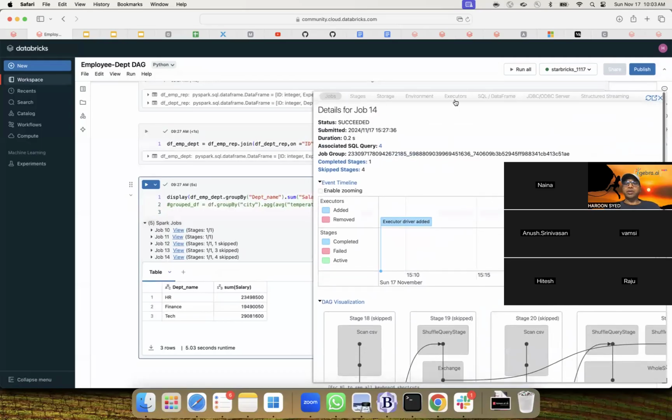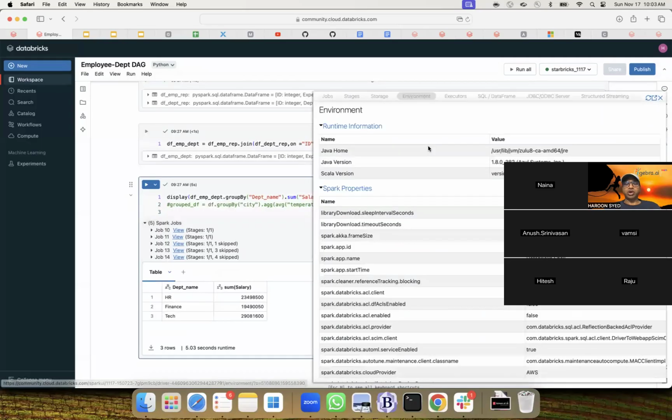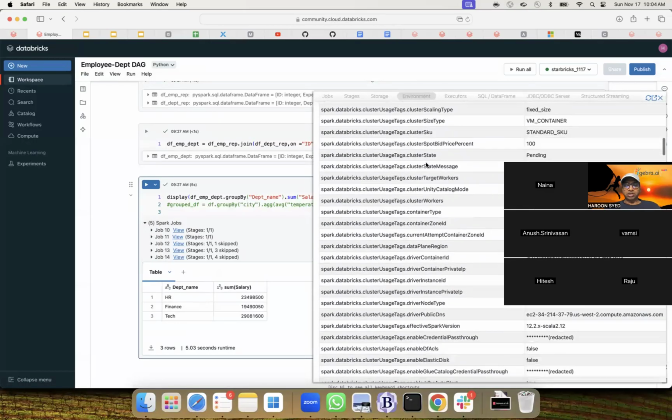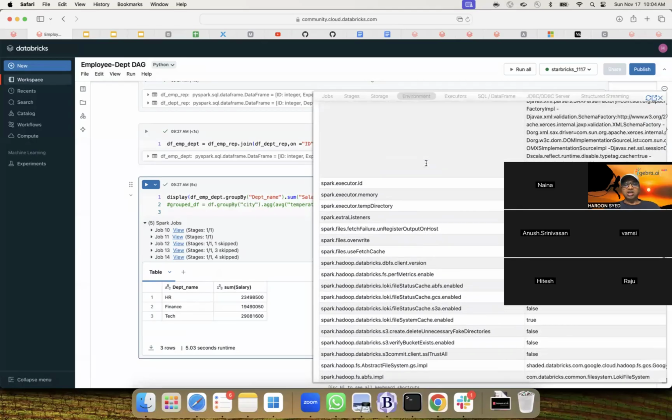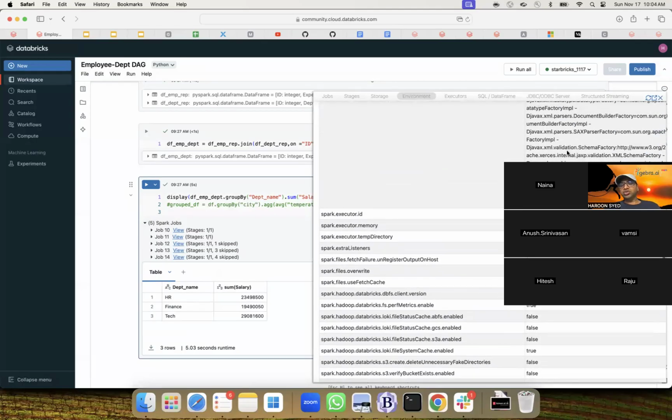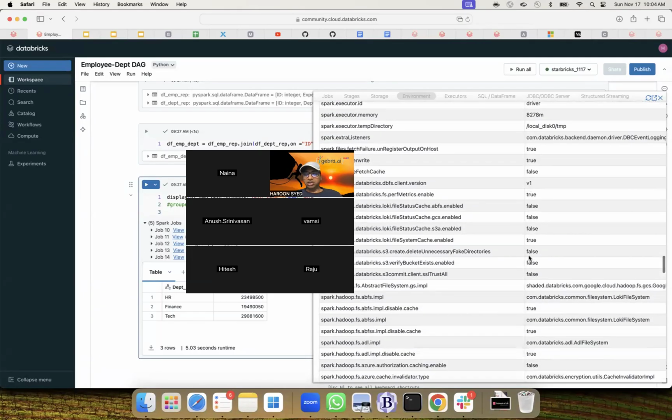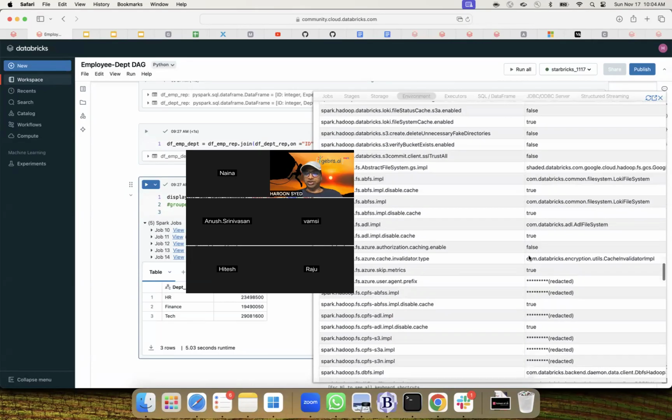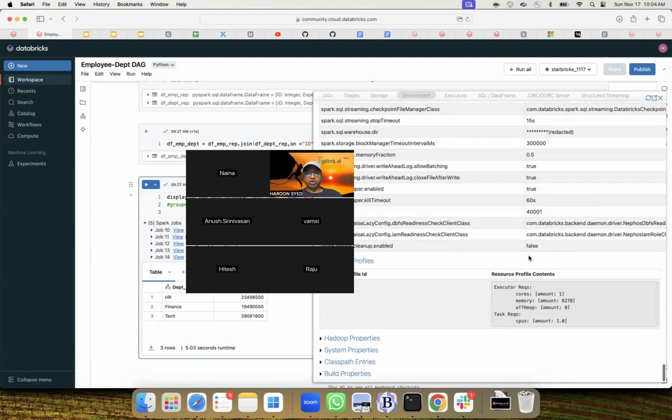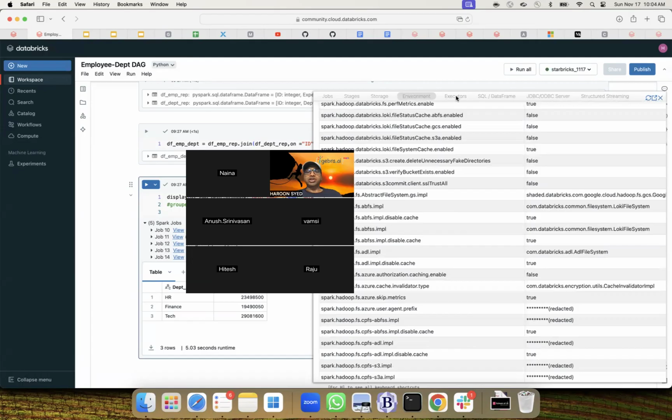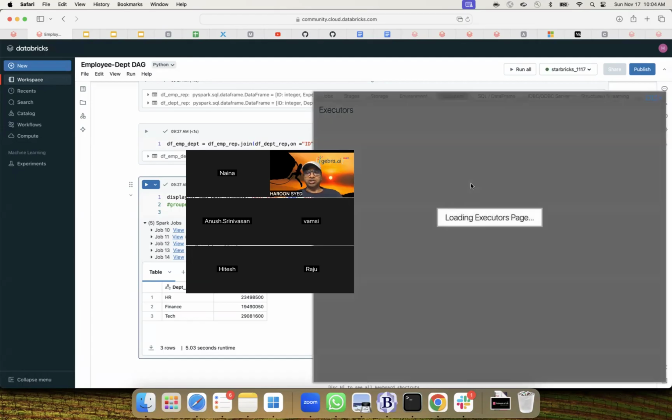Okay, so here, if you see the environment here, you get all the Spark information. See here, executor ID, executor memory. What is the memory that is available for the executor? There is a lot of information here that it gives you, but at a high level, you can see executors.